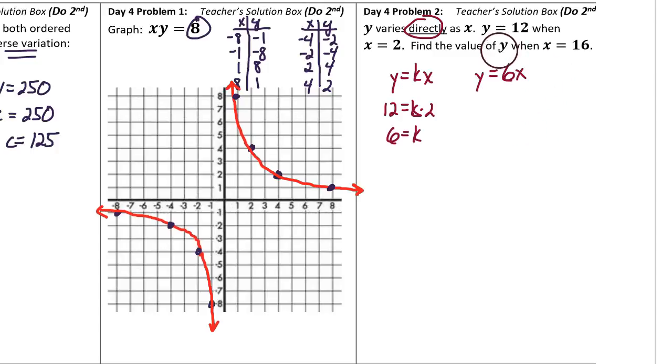Well, okay, then what's y if x is 16? It would be 6 times 16. Type that in the calculator and you'll have the answer for y. It's 96.